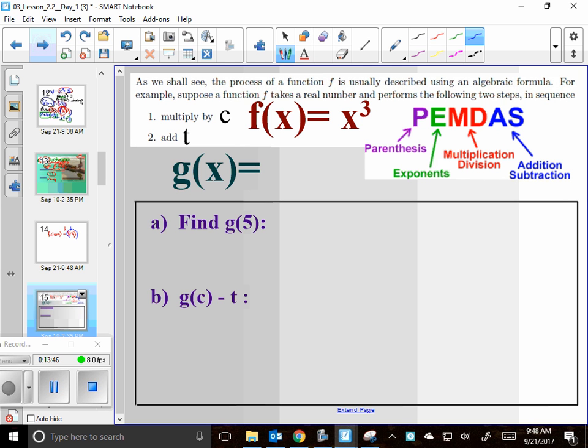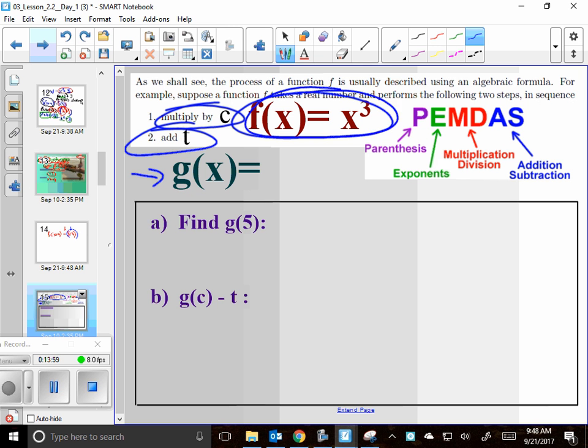All right. So then, this one. It wants me to take this function and multiply by c and add t. The new function, called g of x, is going to be the one that takes this function and multiplies by c and then later adds t. Would you try to write that function for me, please?